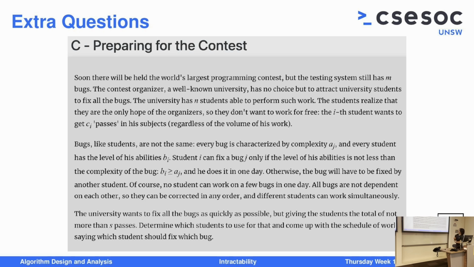Soon there will be held the world's largest programming contest, but the testing system still has n bugs. The contest organizer, a well-known university, had no choice but to attract university students to fix all the bugs. The university has n students able to perform such work. The students realize that they are the only hope of the organizers, so they don't want to work for free. Each student wants to get c_i passes in his subjects, regardless of the volume of his work.